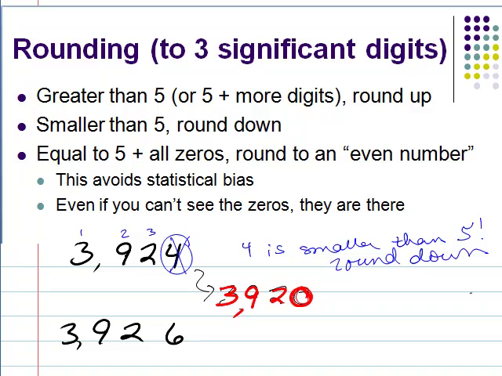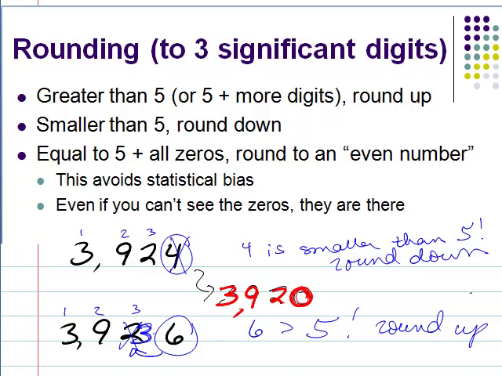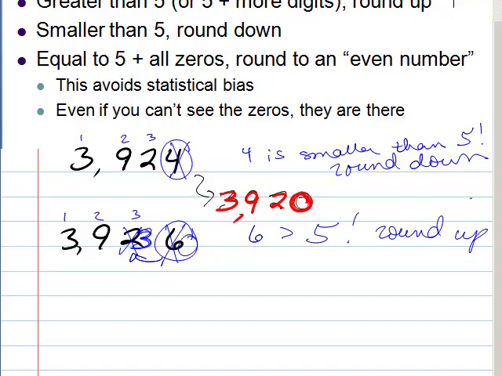Now say we had 3,926. All right, we're counting to three significant digits, and so this is a 6. Our 6 is greater than 5, so we round up. And by rounding up, we mean we round this one from a 2, which now becomes a 3. And then this one is going to go back to 0. So we get 3,930. The 2 goes to the 3, and everything after that becomes 0. There's nothing really else after that, but it just becomes a 0.